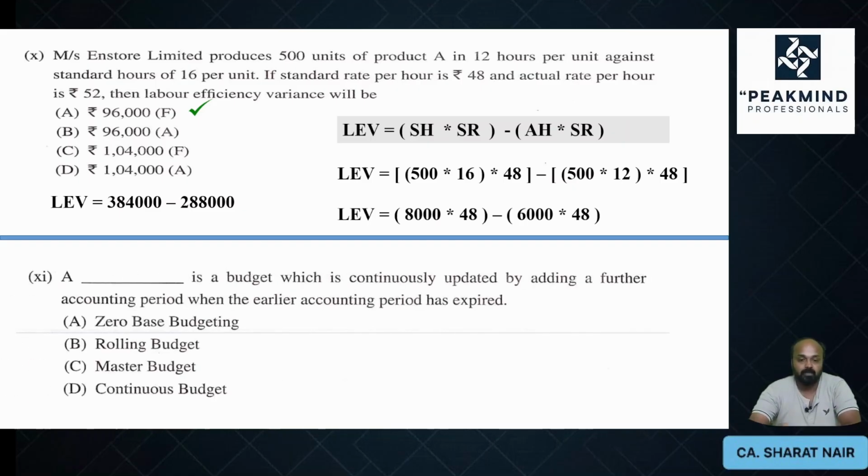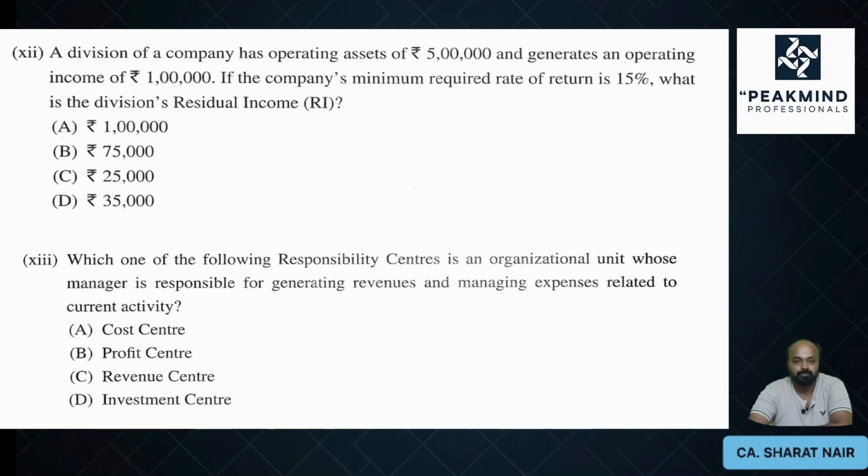Next, dash is a budget which is continuously updated by adding a further accounting period when the earlier accounting period has expired. The answer is very simple. It is rolling budget. Going to the next MCQ.